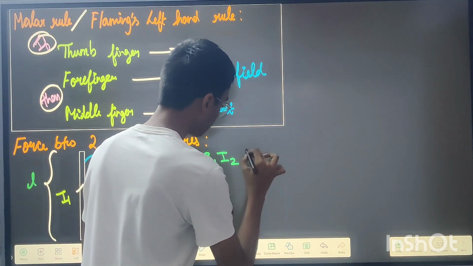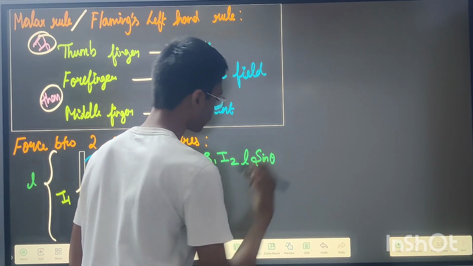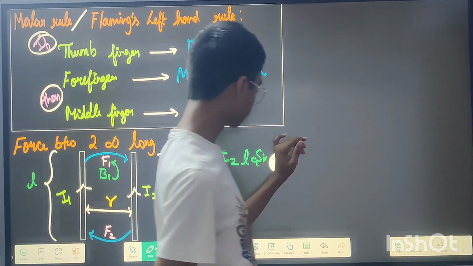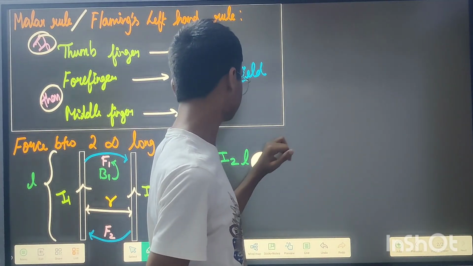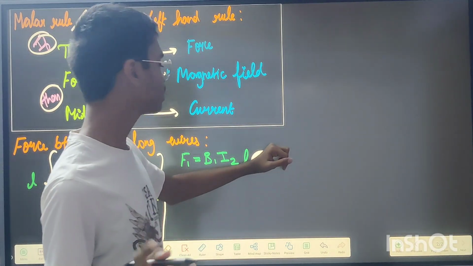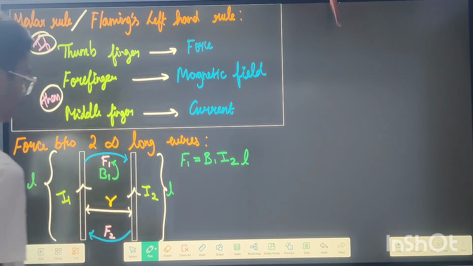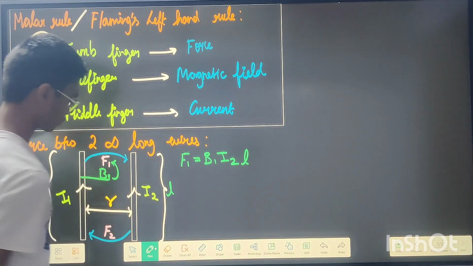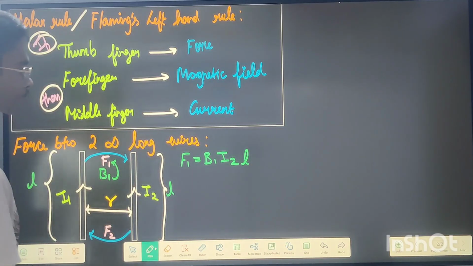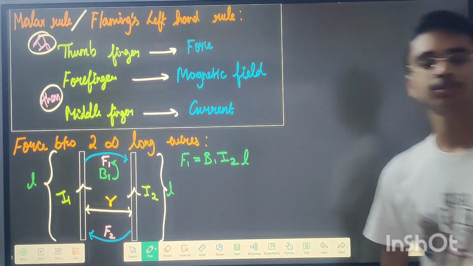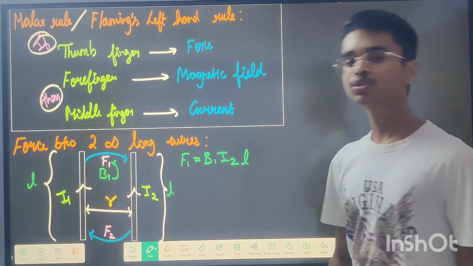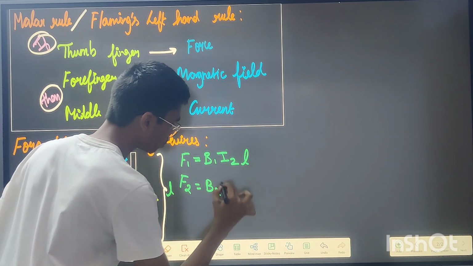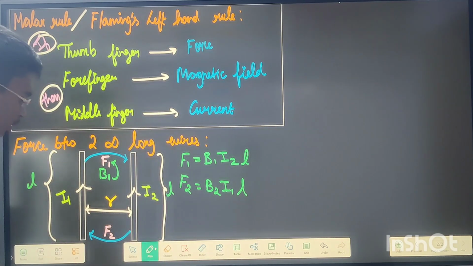Next is length, which is L, and then sine theta. Here you can take that sine theta is equal to 1, that means theta is 90 degrees, because the magnetic field is like this and current is like this. This is for force 1. Then force 2 is actually the same, but the notation is different. That is F2 is equal to B2 I1 L.